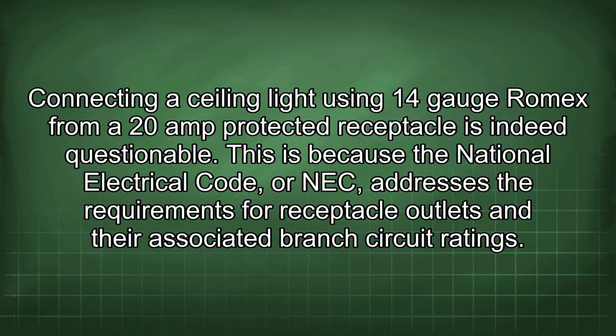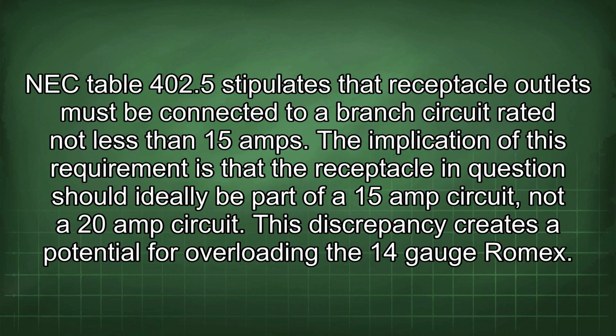Connecting a ceiling light using 14-gauge Romex from a 20-amp protected receptacle is indeed questionable. This is because the National Electrical Code, or NEC, addresses the requirements for receptacle outlets and their associated branch circuit ratings. NEC Table 402.5 stipulates that receptacle outlets must be connected to a branch circuit rated not less than 15 amps. The implication of this requirement is that the receptacle in question should ideally be part of a 15-amp circuit, not a 20-amp circuit. This discrepancy creates a potential for overloading the 14-gauge Romex.